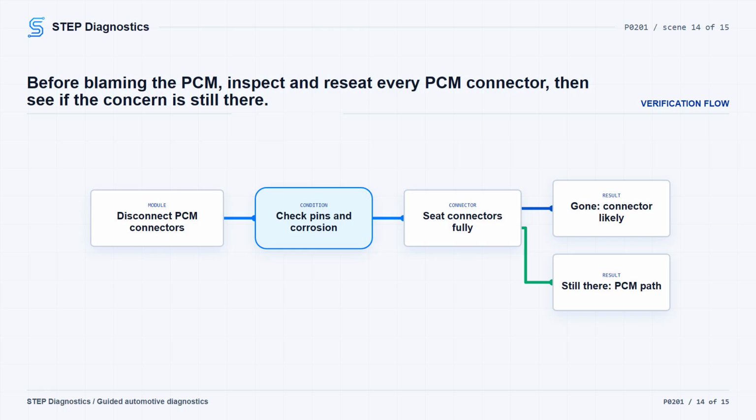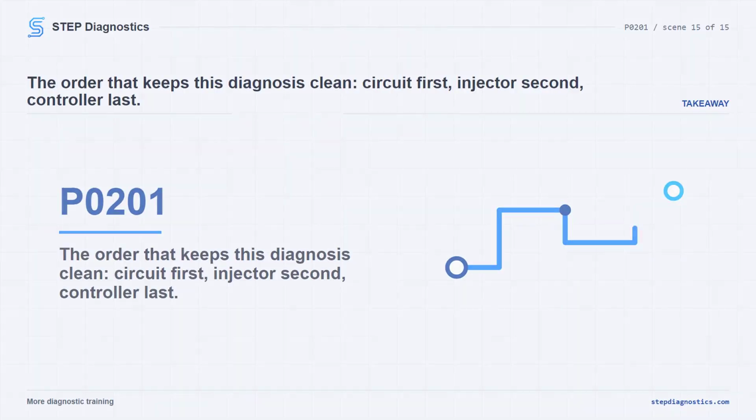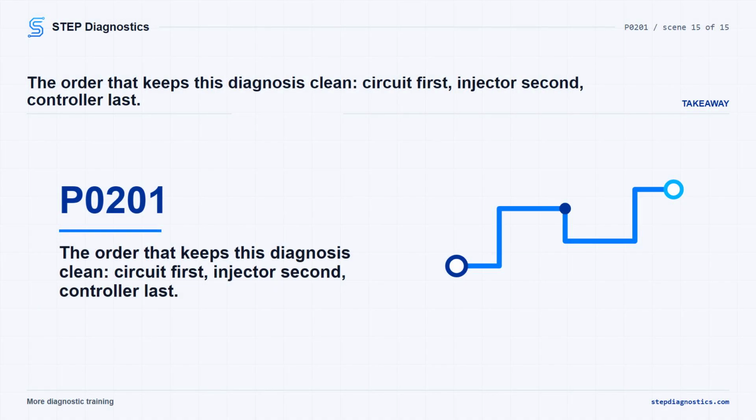If the concern is still present after the wiring, injector, and connector checks have passed, this path calls for a new PCM and RVC generation. After any repair, keep verification separate from testing. Clear the codes where called for, repeat the self-test, and confirm P0201 stays gone.